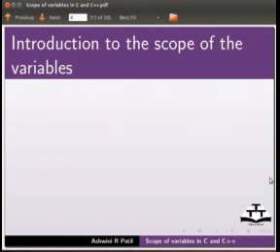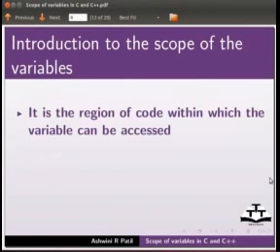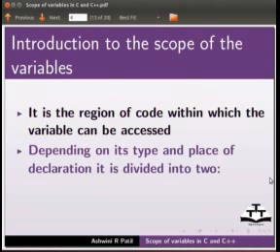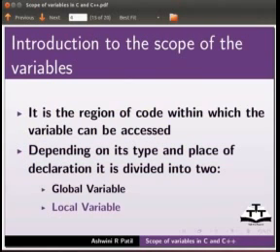Let us start with the introduction to the scope of variables. It is the region of code within which the variable can be accessed. Depending on its type and place of declaration, it is divided into two categories: global variable and local variable. Now we will see an example.